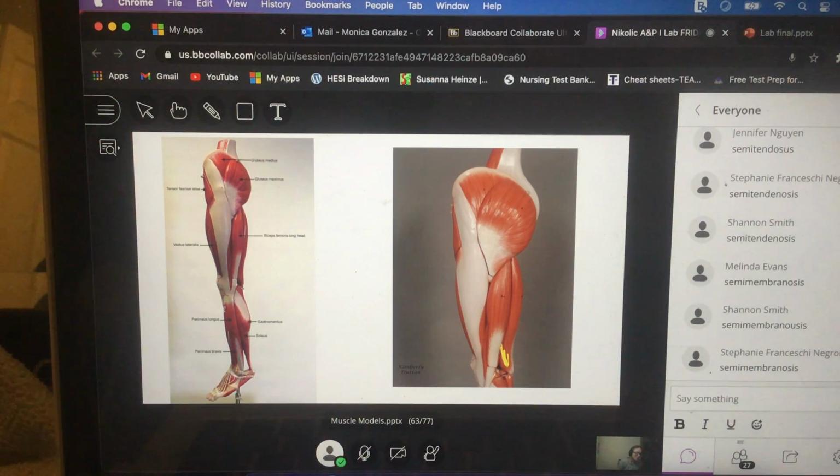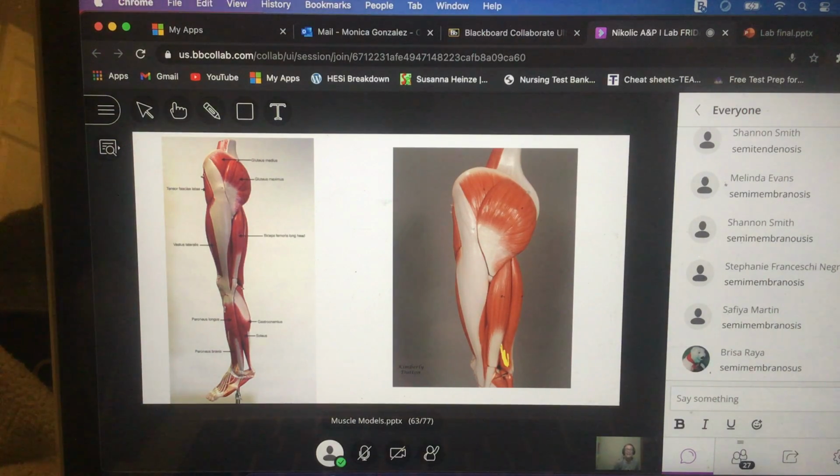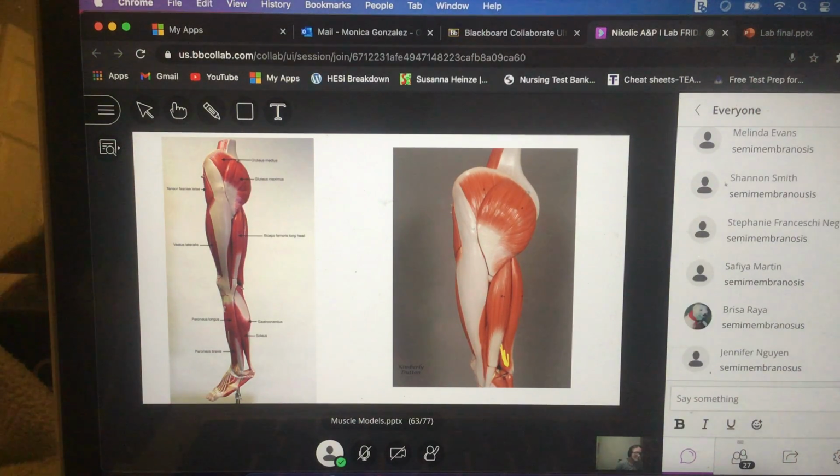Semimembranosus. Okay, awesome. Now, careful, guys. A couple of people are writing IS, write the US. I had to double check myself. So when you're doing this, literally just say it out loud. Oh, this is an IS. This is a US. And those things are going to stick in your mind. So say things out loud. It's going to help.